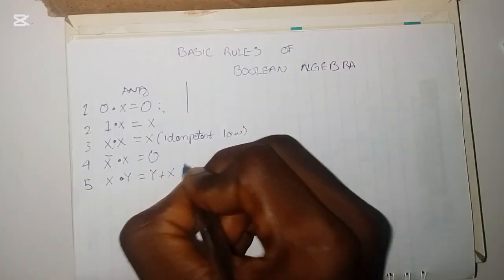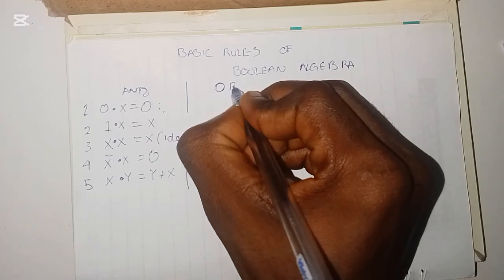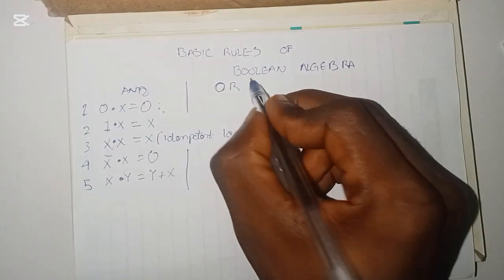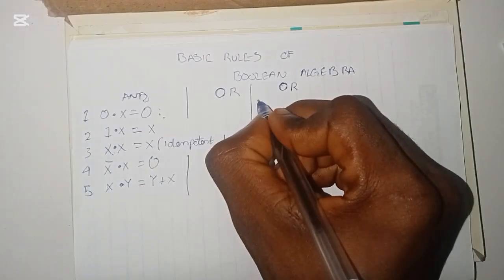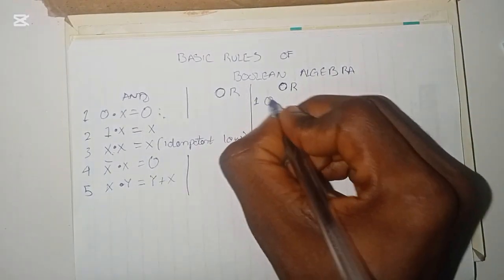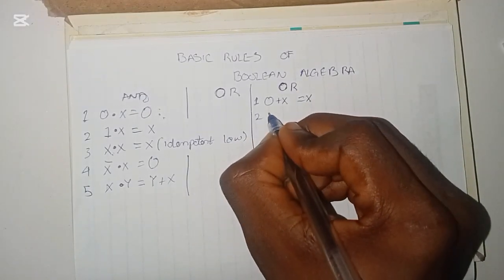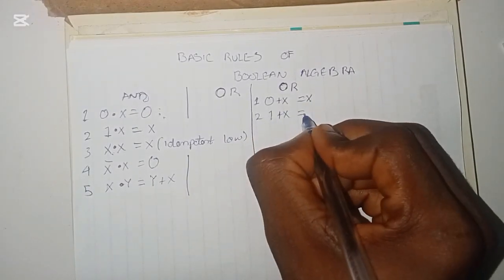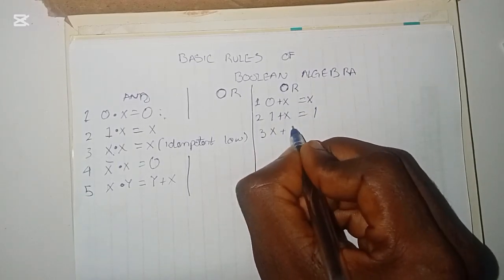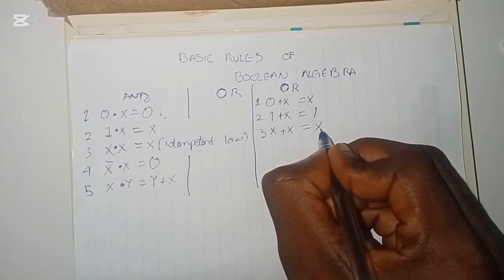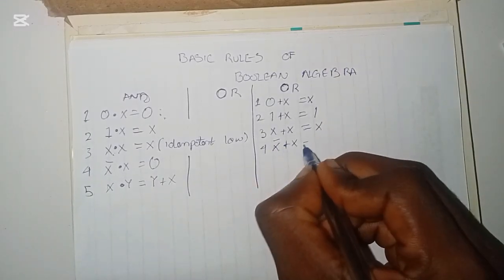Now we will move to the axioms of OR. The first one here is 0 plus x is equal to x. The second one is 1 plus x is equal to 1. The third one is x plus x is equal to x. The fourth one is x bar plus x is equal to 1.